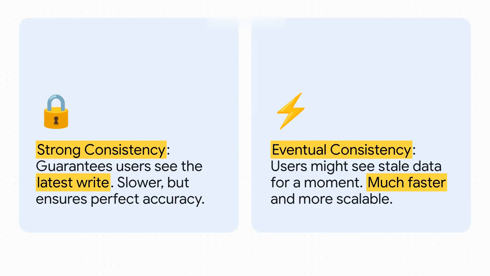But making that promise is expensive. Strong consistency, on the left, guarantees perfect accuracy, but it can be slower because the system has to coordinate and get everyone to agree before moving on. On the other hand, you have eventual consistency. It's way faster because it allows for a tiny, brief period where data might be slightly out of sync across the globe. So you have to ask, do you need the precision of a bank, or is the "it'll update in a second" feel of a social media feed good enough?